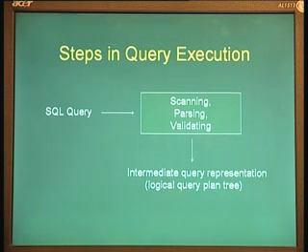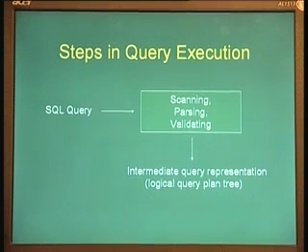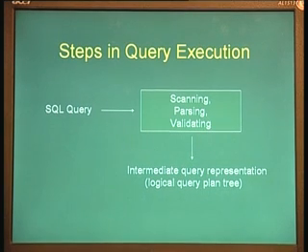Once this is done, an intermediate query representation is generated. This intermediate query representation is also termed a logical query plan tree. This logical query plan tree is usually a tree data structure that represents the relational algebra equivalent of the SQL query. Using this tree data structure, there are several rules that are employed in order to systematically optimize the tree for better performance.